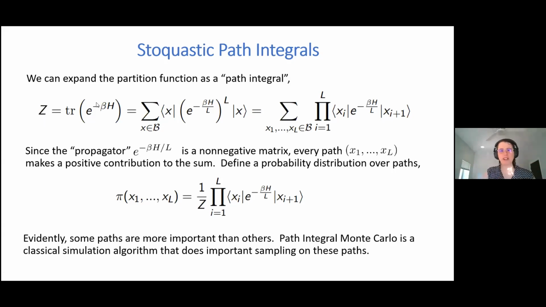But in the more general case, where these could have complex amplitudes, then no small number of paths could approximate the partition function, because you would inevitably have to add up many, many, many of them to see how the cancellations work out. Okay, so there are a lot of applications of this property. I'm going to focus on a computational one a little bit. So this leads to a classical algorithm called path integral Monte Carlo, which is a classical simulation algorithm based on doing importance sampling on these paths.